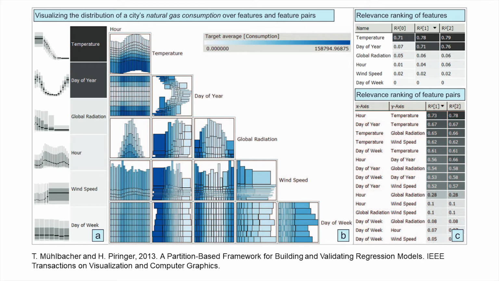More recently, Thomas Mühlbacher and Harald Piringer presented a framework for building and validating regression models. The major difference from our work is that we focus on parameter analysis of a model derived by the domain expert from the first principles, especially on the pairwise interaction between the parameters.